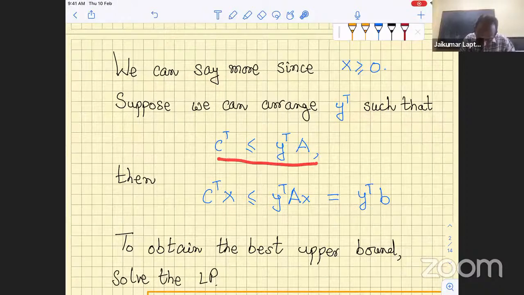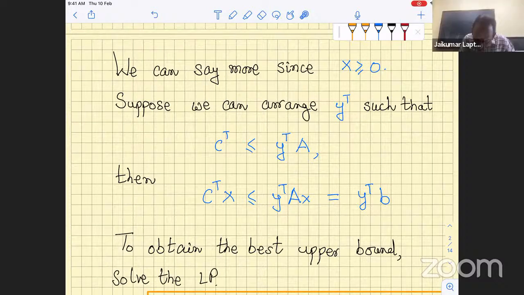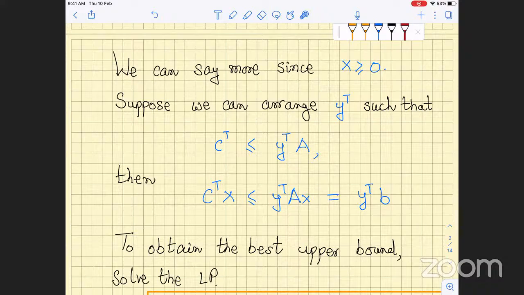This inequality holds component wise. The first component of C transpose, which is a row vector, is less than or equal to the first component of this vector. You also need the coordinates of Y to be greater than or equal to 0, right?